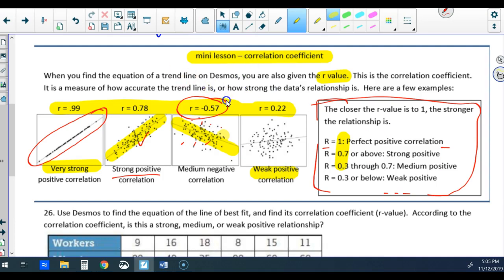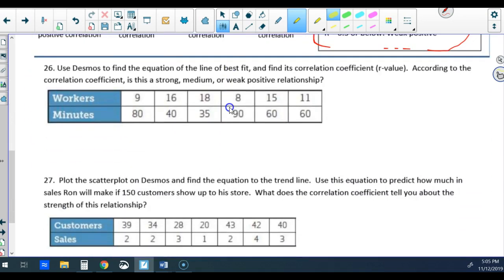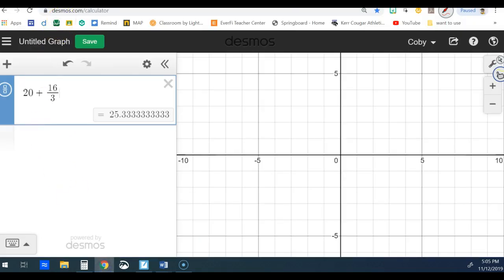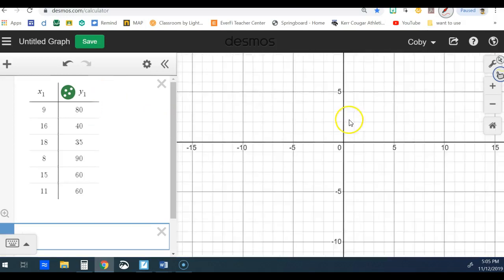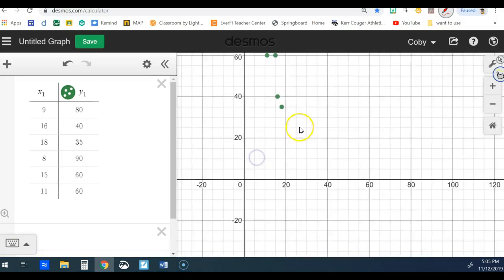Now we're going to use what we just learned to answer this question down here. Use Desmos to find the equation of the line of best fit and find its correlation coefficient, the r value. According to the correlation coefficient, is this a strong, medium, or weak positive relationship? So we have to go to Desmos and graph these points. I think I already have that done. Yes, I do. So that's the scatter plot. The high numbers aren't going to be visible. I zoom out. There they are.